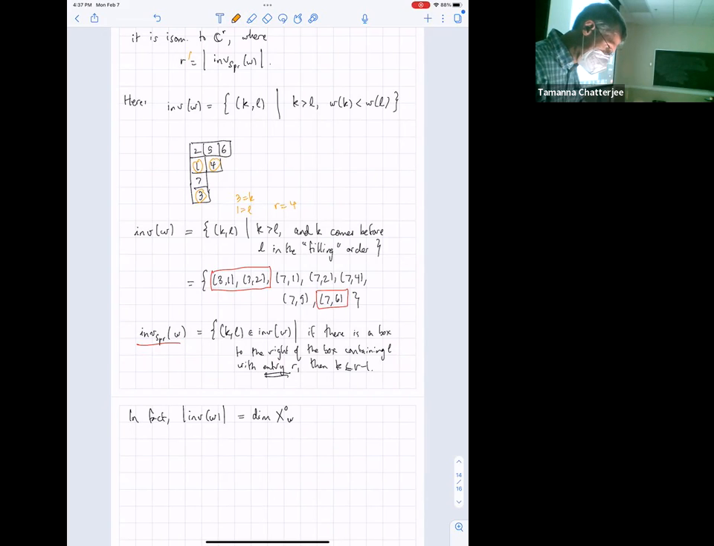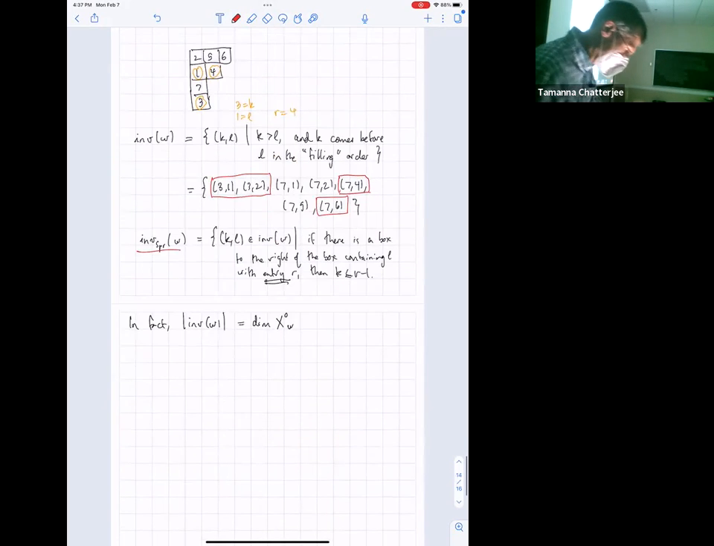Actually, I take it back, I did make a mistake. 7, 4 is actually also okay, because there's nothing to the right of 4. So 7, 4 is allowed too. But 7, 5 isn't correct, because the only things that could pair with 7 are things at the end of a row, since 7 is the biggest entry there. So 7 couldn't be less than anything. Any other questions?